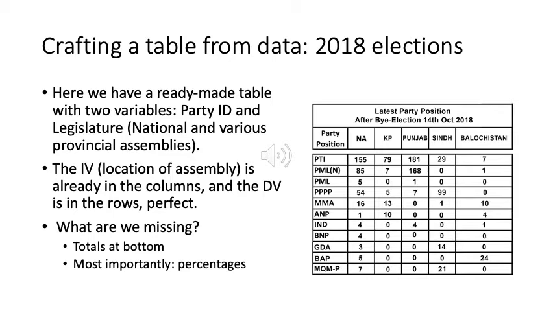And as we know, the independent variable goes in the columns, and thankfully enough, here the independent variable is in the columns, the location of the assembly, and the dependent variable is how many seats each party got in each assembly. Now, the one thing that is missing here is the percentages. There's just the raw data. Furthermore, we have to put the totals at the bottom of the table as well in order to create the percentages. So that's what we're going to do.